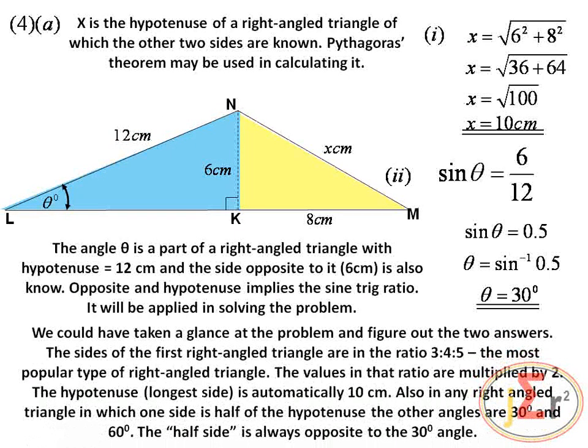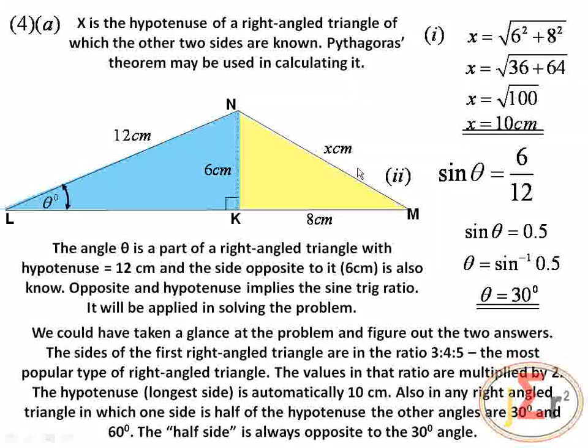We could have taken a glance at the problem and figured out the two answers. The sides of the first right angle triangle are in the ratio 3 to 4 to 5. The most popular type of right angle triangle, we call it the 3-4-5 right angle triangle. The values in that ratio are multiplied by 2. Notice that what we have here is what? 2 multiplied by 3 is 6, which is this side. 2 times 4 is 8, this side. And 2 times 5 is 10, that one.